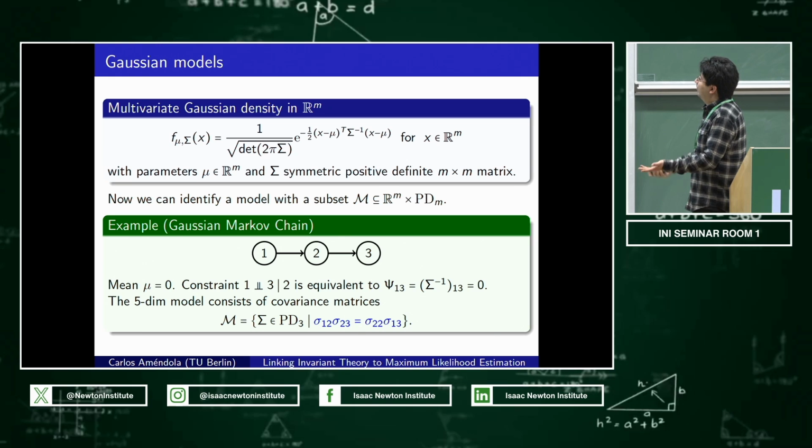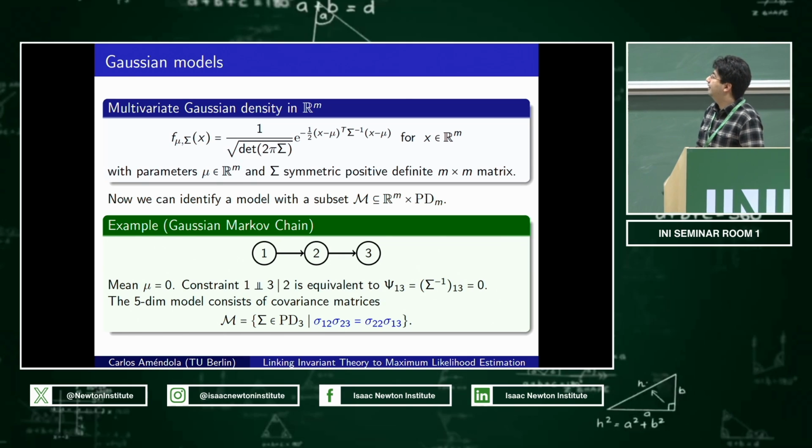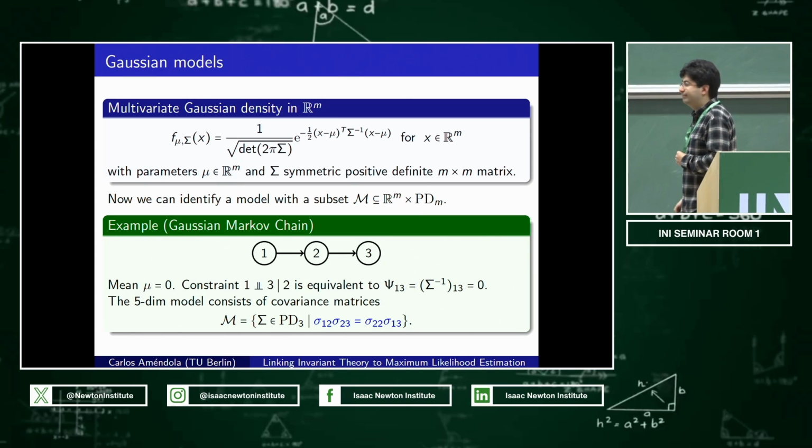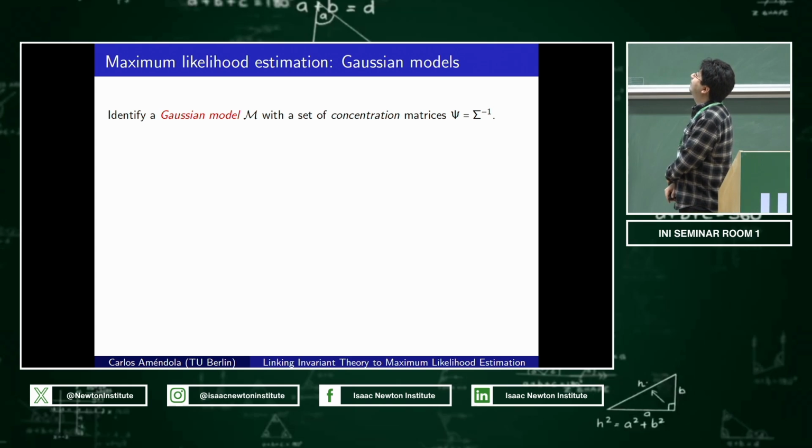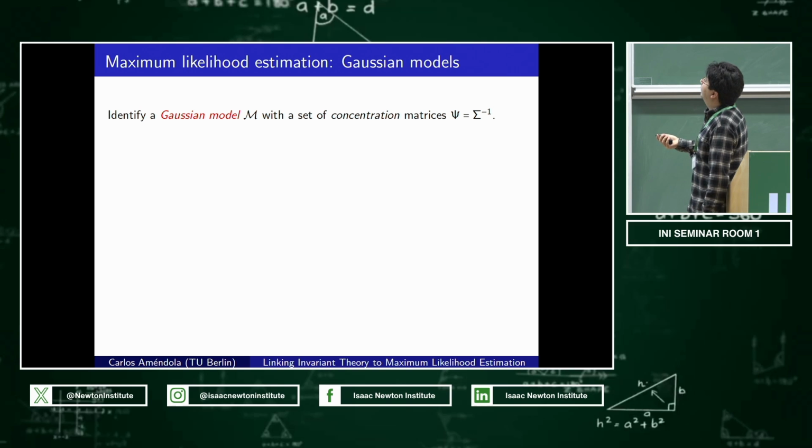So the model will be all 3 by 3 matrices sigma that satisfy that the inverse entry 1,3 is 0, which translates to this: a particular minor that has to vanish in sigma. This will be a 5-dimensional model. And this is a nice example. Now we can do the same idea and do maximum likelihood estimation. Just for convenience, we're going to identify the model with concentration matrices, which are these inverses.